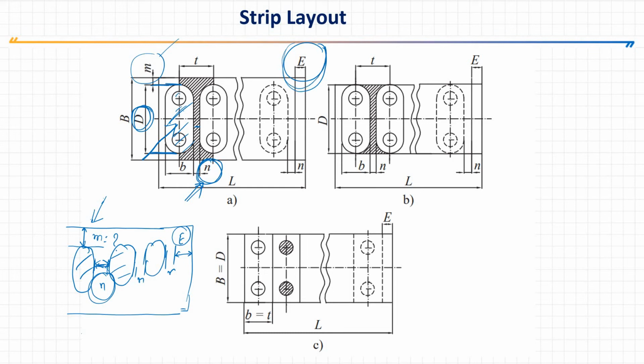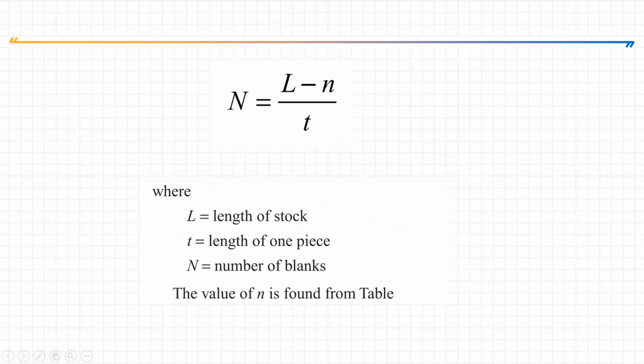So for calculating the value of e, first we have to see how many blanks we are going to keep within one specific stock length. So for that, we will calculate the number of blanks, and that is N. Once we calculate the number of blanks, then only we will be able to calculate the value of e, because we have to add all these, and finally we will use that in the formula.